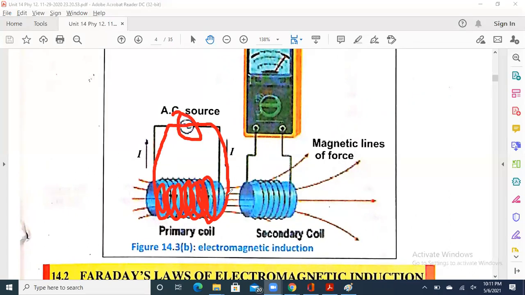No relative motion. Since there is no relative motion, which type of induced EMF is this? This induced EMF will be called the dynamically induced EMF or dynamic EMF.